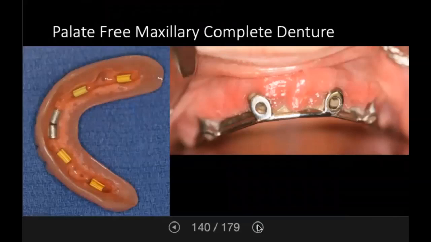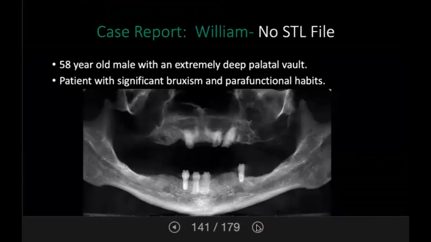This is another interesting case. This is William. William is a 58-year-old male who presents for maxillary implant evaluation. William already has implants on the lower with locators, and he's very happy with his lower prosthesis and the retention associated with it. William's dentist has fabricated a maxillary denture with a metal framework to withstand the parafunctional forces of William's clenching and grinding. The maxillary denture fits over his remaining maxillary teeth that have been damaged from his years of bruxism.